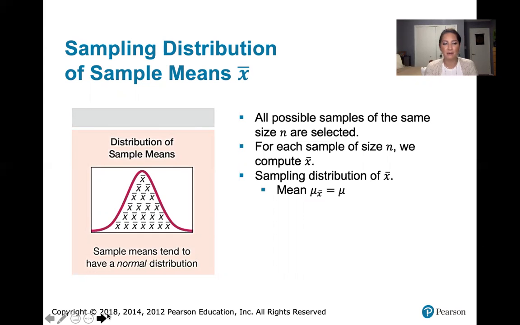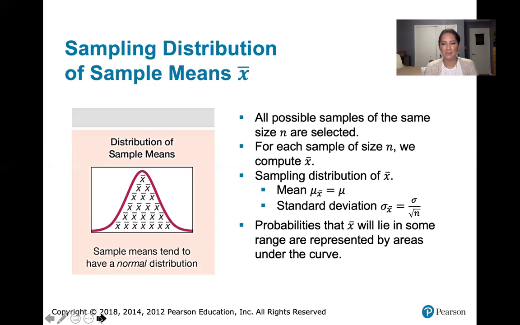That's the definition of an unbiased estimator. Now, it turns out that the sampling distribution of the sample means has a standard deviation, sigma sub x bar, given by the original population standard deviation divided by the square root of the sample size. And if you want probabilities that x bar will lie in some range, those are represented by areas under the curve, where this curve is a probability density function that describes this sampling distribution of x bar.